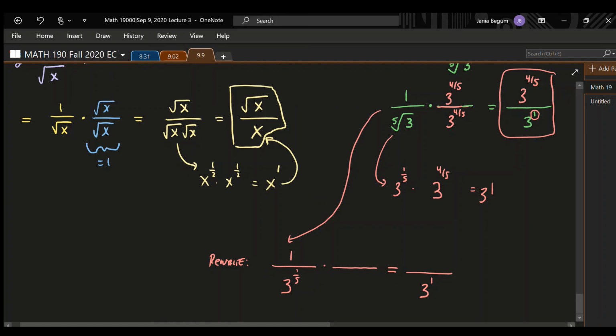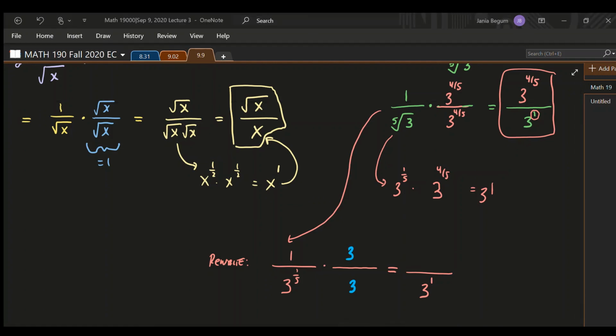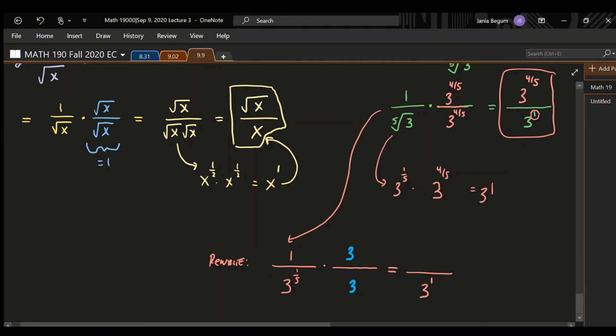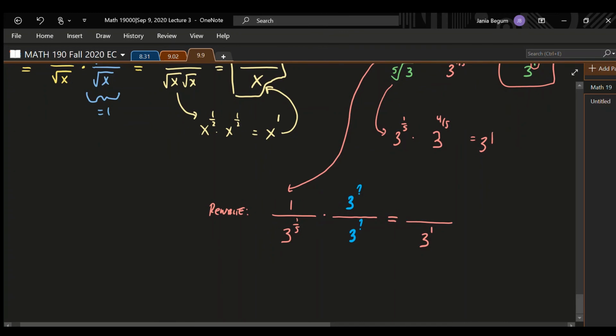Well, because it's multiplication, I have to use the same base. So my base has to be 3. I need to figure out what the exponent is, right? So you kind of have to do guess and check. You want to figure out what the exponent is so that when you combine it with 1/5, you get 1. So think of it this way: you have 1/5, you're adding some number to it to get 1 as a result. Does that make sense?